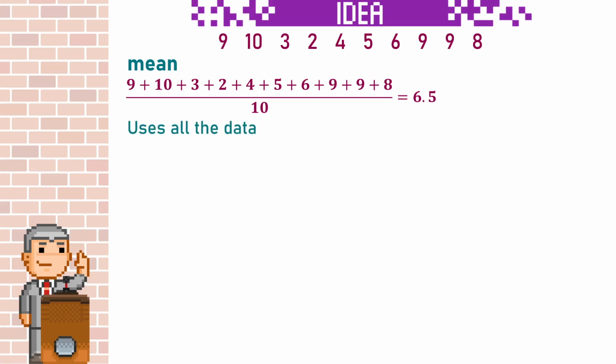Now the benefit of the mean is that it uses all the numbers, so it makes a good representation of the data. The downside is that it can be influenced by extreme values. Imagine if we had 1,000,000 in this list, what would happen to that mean?